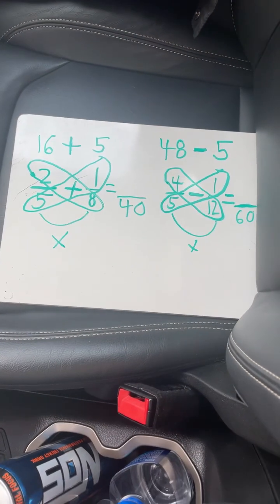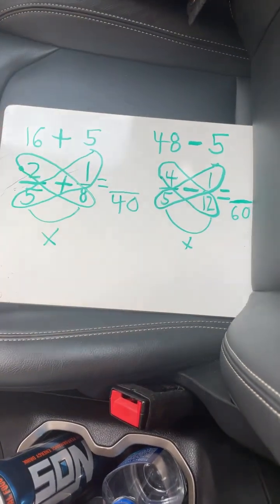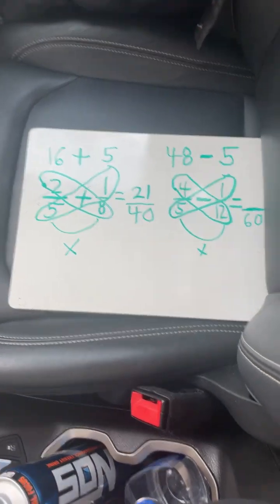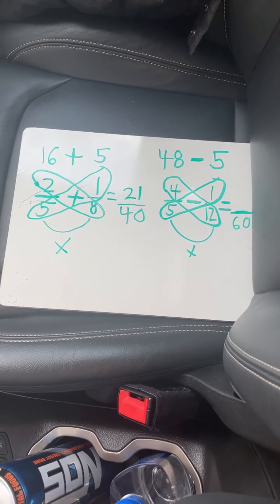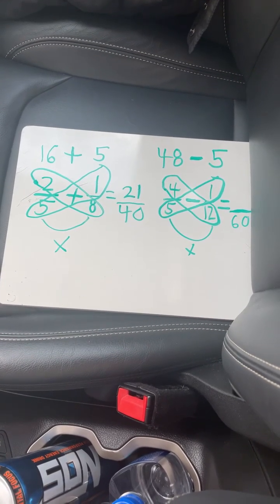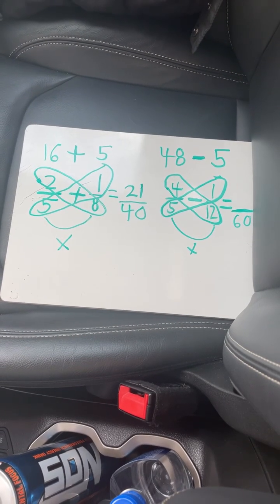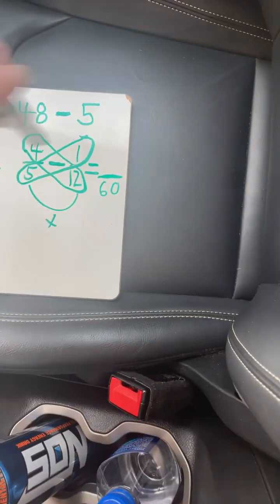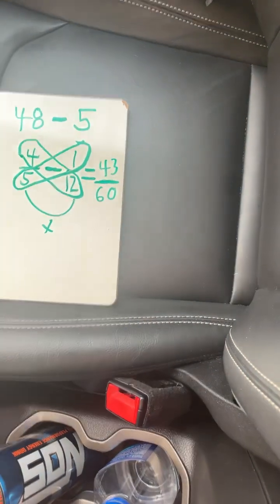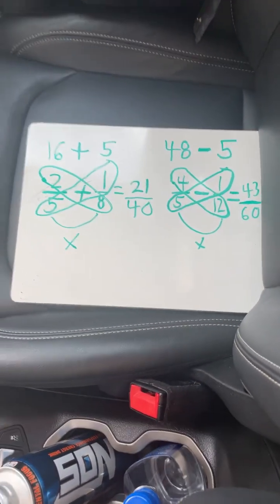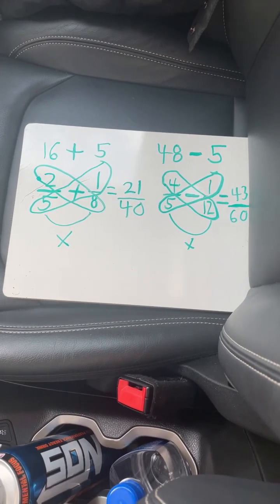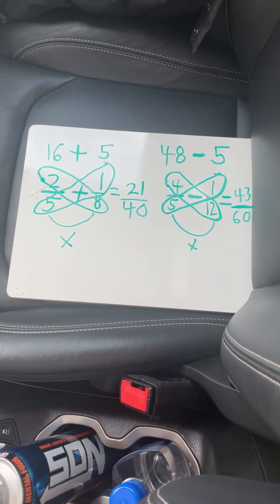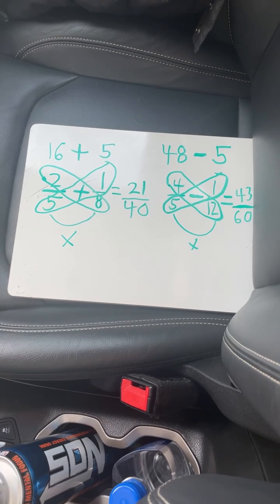So for the adding fractions problem, I'm going to add 16 plus 5. 16 plus 5 equals 21. And for the subtracting fractions with unlike denominators, I am going to do 48 minus 5. 48 minus 5 equals 43. So 2/5 plus 1/8 equals 21/40. 4/5 minus 1/12 equals 43/60. So we have our answers.